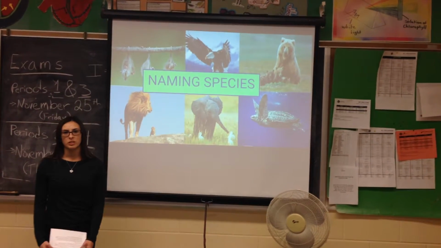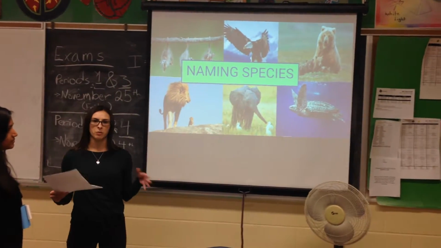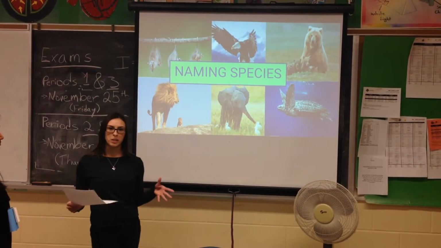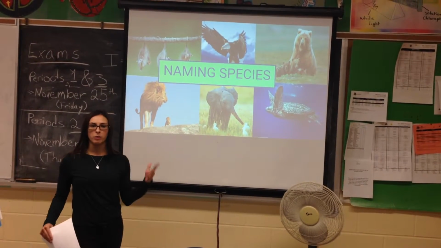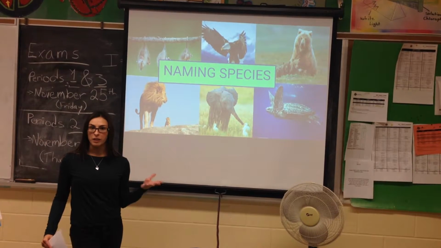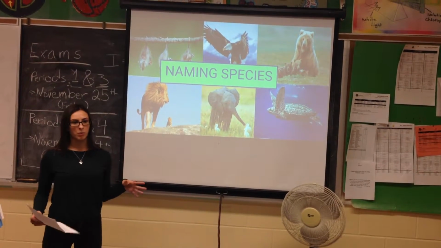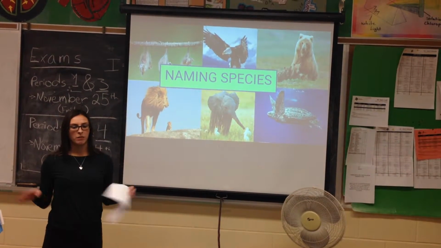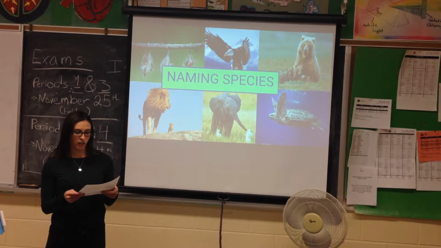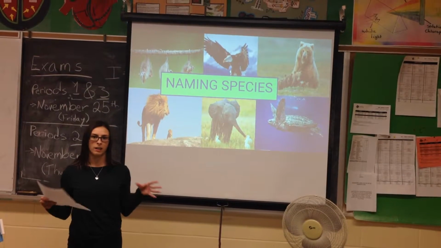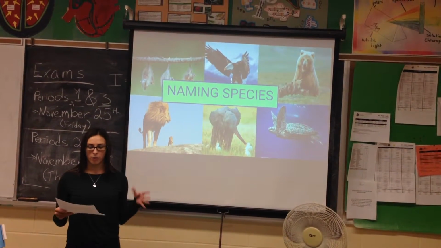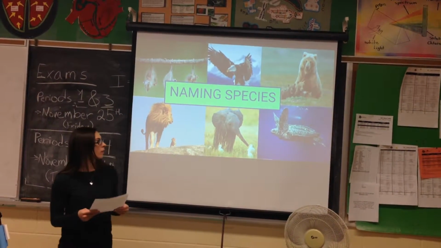So once researchers have figured out which organisms qualify as different species, a name needs to be given to them. Sometimes around the world, animals have different names. Here in Canada, for example, we have a groundhog. In different parts of the world, they may call it a woodchuck or a whistle pig. So in order to create one name for scientists to all understand and use, we created a naming system.